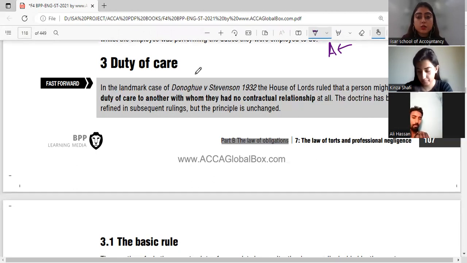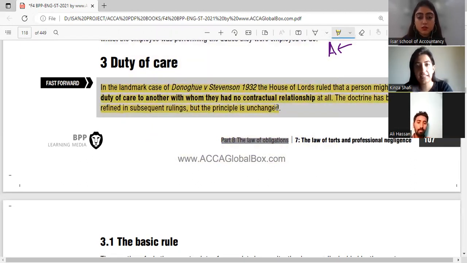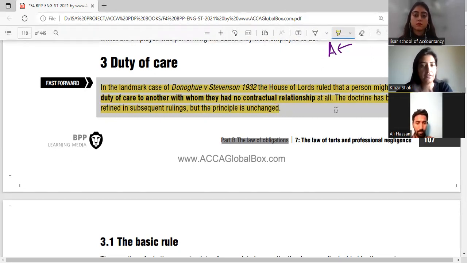True. Next, the duty of care. In the landmark case of Donoghue versus Stevenson, 1932, the House of Lords ruled that a person might owe a duty of care to another with whom they had no contractual relationship at all. The doctrine has been redefined in subsequent rulings, but the principle is unchanged. Obviously, doctrine means what has been followed before. So they are saying it.